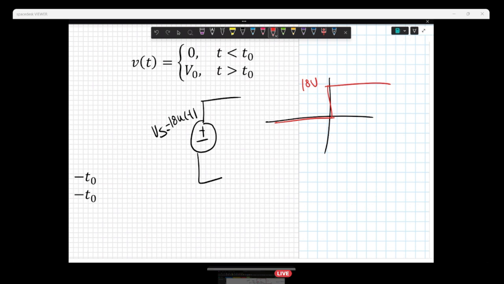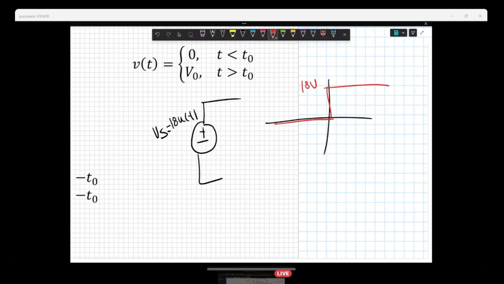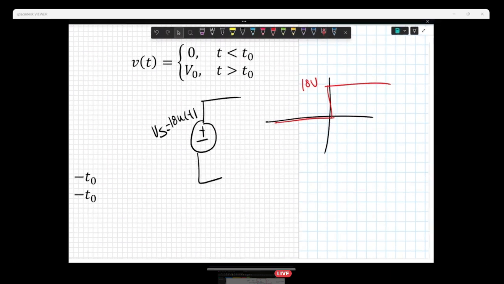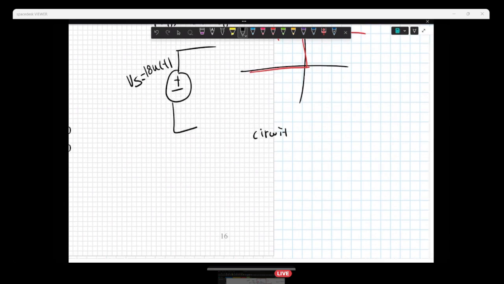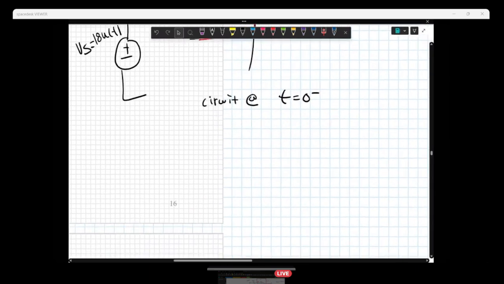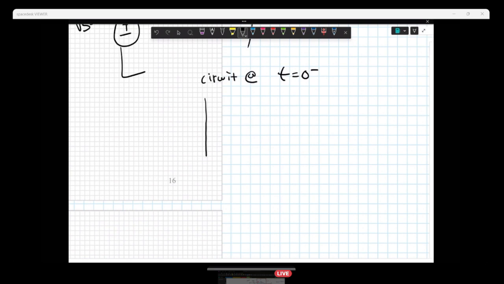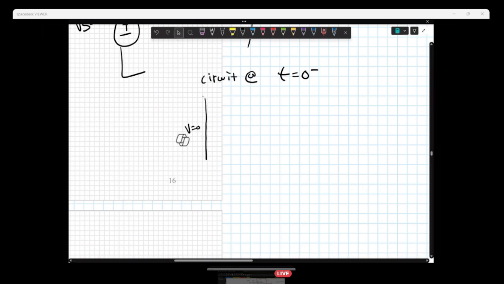Remember when we were solving for t less than 0? The thing is, your circuit is going to look different at t less than 0 and t greater than 0 because your Vs is going to change. So when I draw the state of the circuit at t equal to 0 minus, my voltage source is 0. So I just have this. Vs equals 0 here. The voltage source will be here, but it's 0 volts. So it's going to be that, and then you would draw the rest.